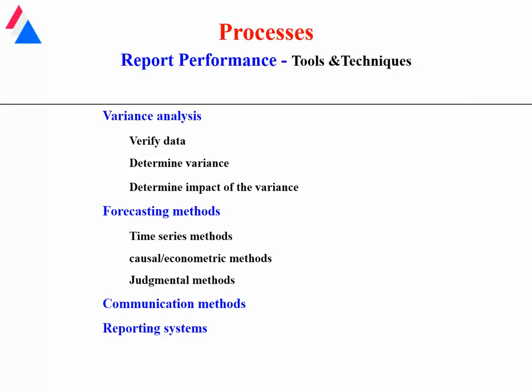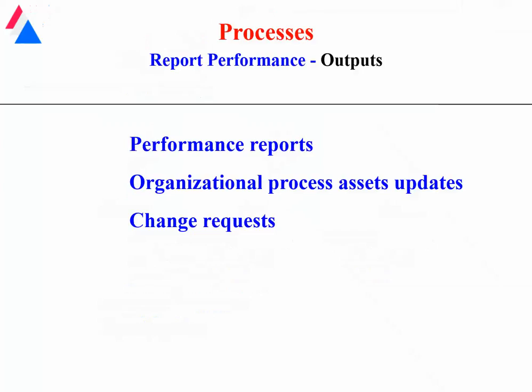The tools and techniques for reporting are variance analysis, verifying the data, determining variance, determining the impact of the variance, forecasting methods, time series method, causal econometric methods, judgmental methods, communication methods, reporting systems, and then processing the report. The outputs you would get from the report performance process would include performance reports, organizational process asset updates, and perhaps more change requests.